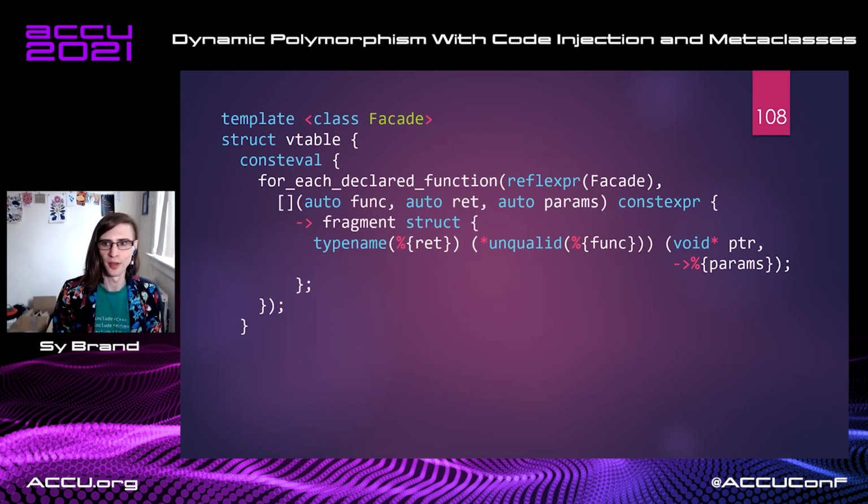So I'm asked, where does the void pointer come from? This pointer is going to be provided by our forwarding functions. So when we define our forwarding functions, we're going to pass that captured void pointer into our vtable.